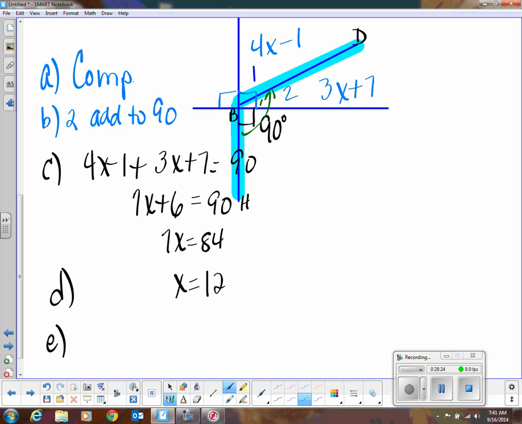What if this angle were 10 degrees? What would you do? If this is 90 and that's 10, how big do you know? What did you do? You added them. So the problem is we don't know what this angle is. But we do know that.